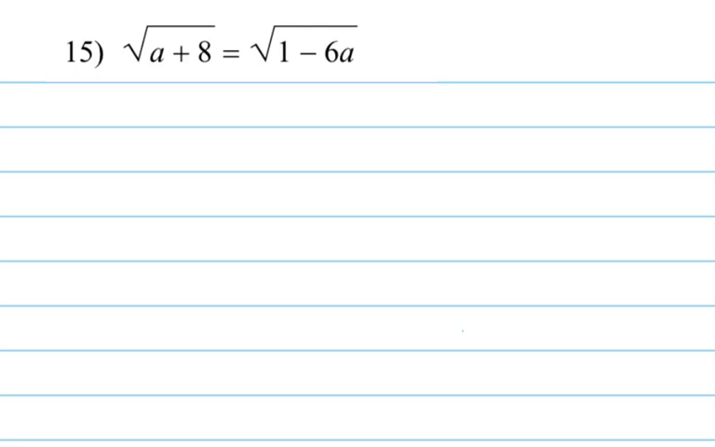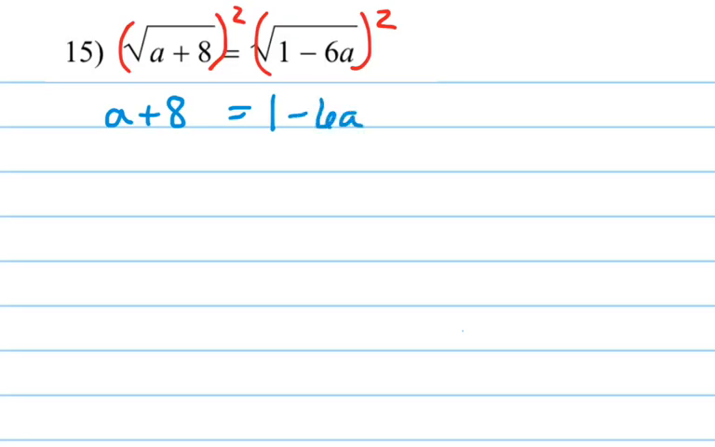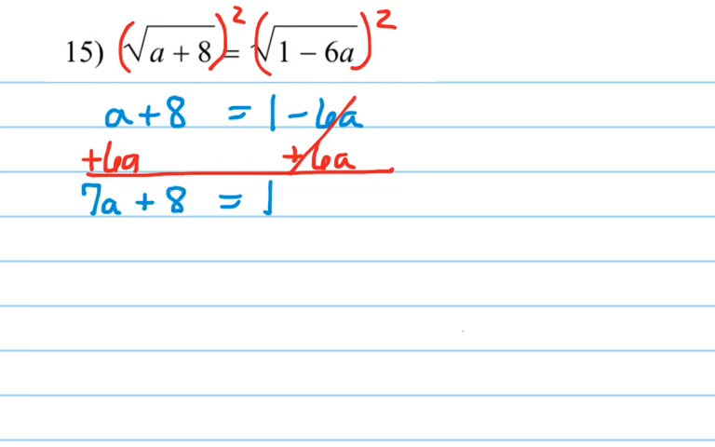So this is a radical equals a radical. So step 1 is going to be to square both sides. When we square both sides, we end up with a plus 8 is equal to 1 minus 6a. Next, we want to get our variables on the same side. I like my variables to be positive, so I'm going to move it to where that's the case. So I'm adding 6a to both sides. Cancels out the one on the right-hand side, leaving me a plus 6a is 7a. The 8 I didn't change, nor did I change the 1.